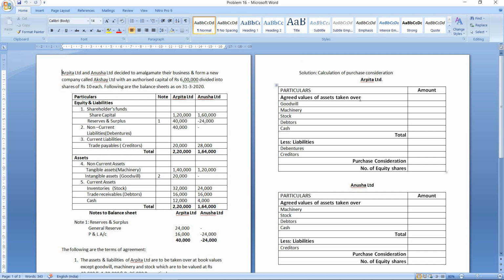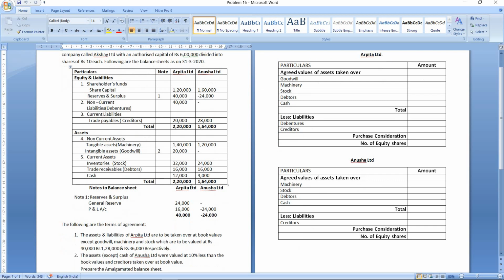Okay, so first we will calculate for the first company, that is Arpita Limited. So here we are going to write the agreed value of assets taken over, because we are going to take the assets at new value. So first we will start with Arpita Limited. According to the terms of agreement, goodwill is to be valued at 40,000. So let us take the amount of goodwill over here, that is 40,000.